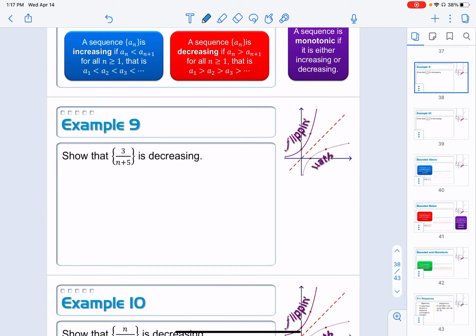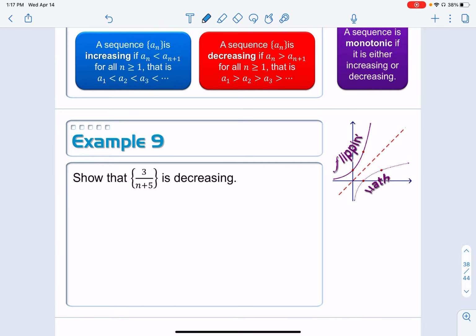We want to show that the terms of our sequence, if it's decreasing, the a sub n term is always greater than the a sub n plus 1. So this is what I want to show. A sub n is always greater than a sub n plus 1. That means that it's decreasing. As n gets bigger and bigger and bigger, the terms are getting smaller and smaller and smaller.